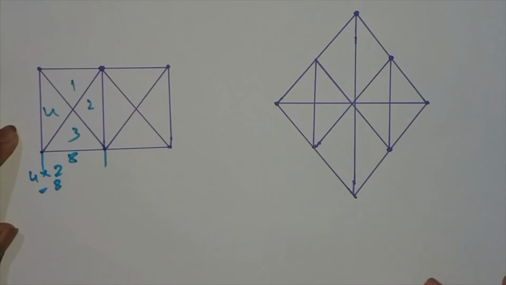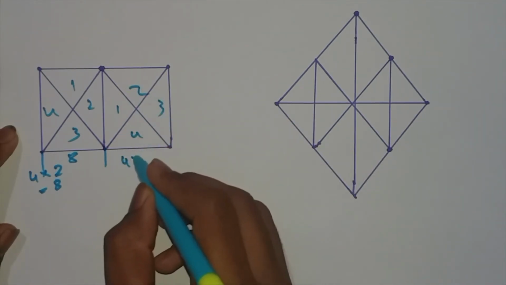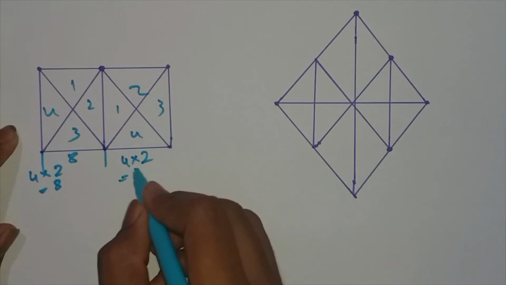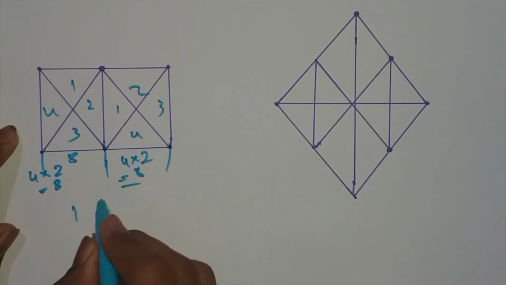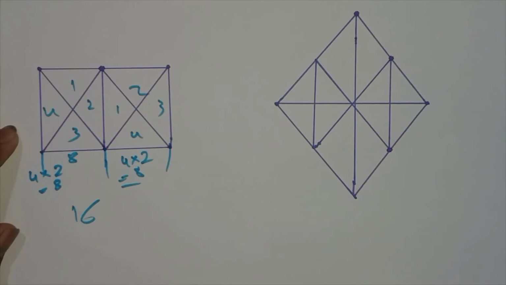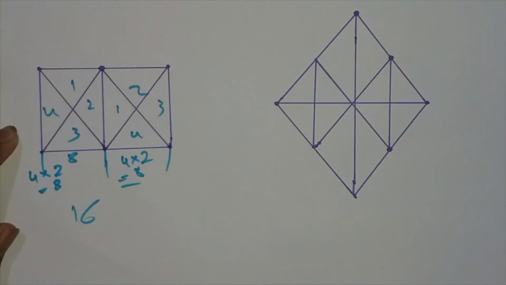For this part only it has 8 triangles. For this part it is also having 4, so multiply it with 2, that means 8. For this part it has 8, so total there are 16 triangles. You will directly write the answer 16. So this is the wrong answer, as I previously told you that you have to add bigger triangles also.